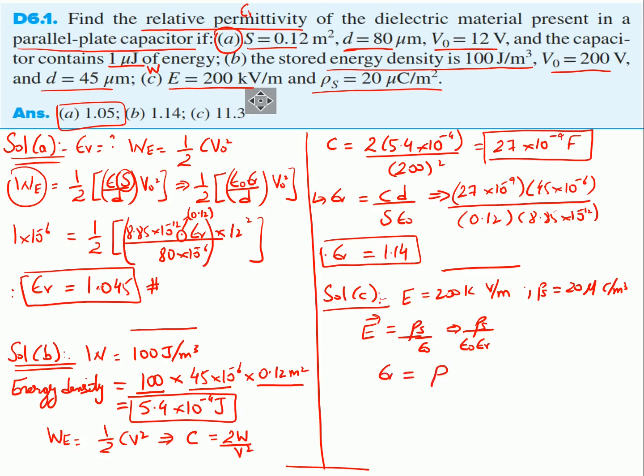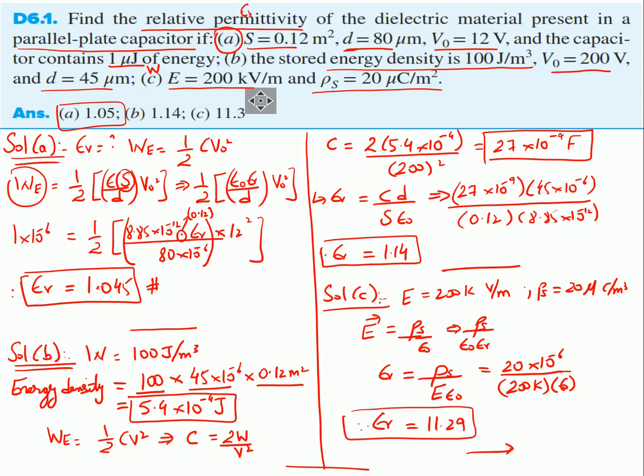That is going to be rho s divided by electric field multiplied by epsilon naught. So now we have the value of the sheet charge, that is 20 into 10 raised to power minus 6 divided by electric field 200 K, multiplied by epsilon naught, the permittivity of free space. So relative permittivity comes out to be 11.29. That is epsilon r, and this is the solution to the final part of the problem.